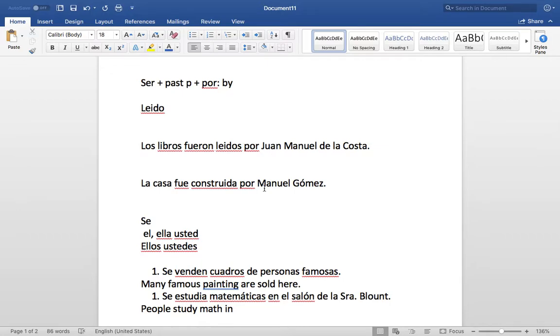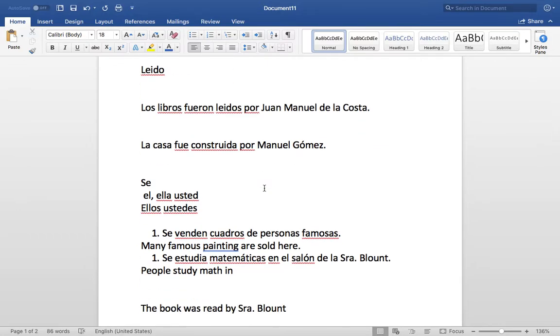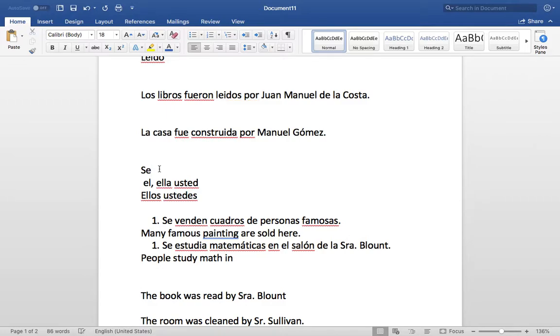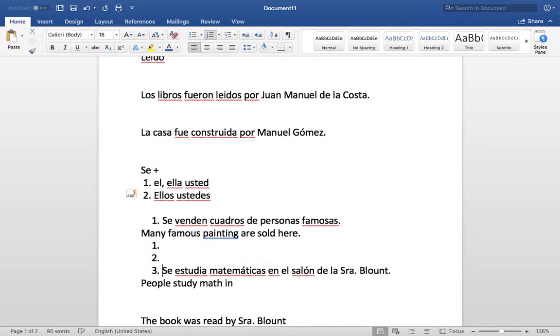Now we have the se pasiva and the se impersonal, which is the formula: se, the pronoun se, plus you conjugate the verb in the third person, which is the él, ella, usted form, if whatever you're talking about is only one, or the ellos, ustedes form if you're talking about plural, okay? So I'm going to give you an example.